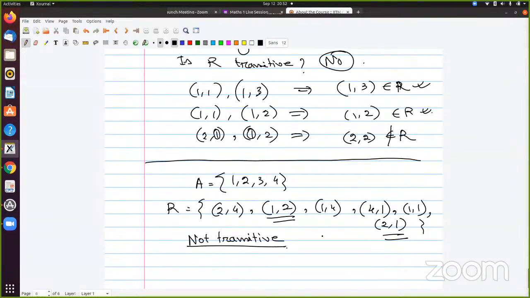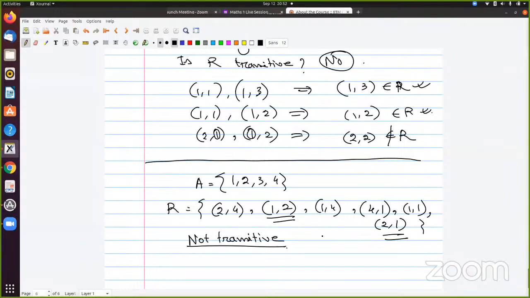Sir, sorry, there is one basic doubt I have. All these transitive, symmetric, and reflexive definitions apply only to R, isn't it? They don't apply to A. Because they are Cartesian products, relation is basically talking about pairs. A is just a set.